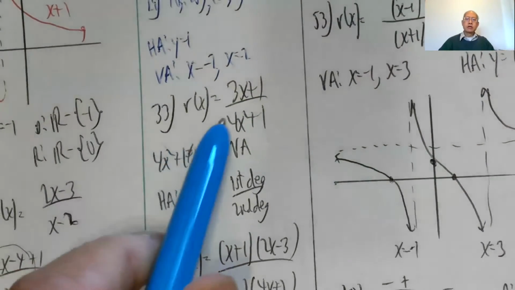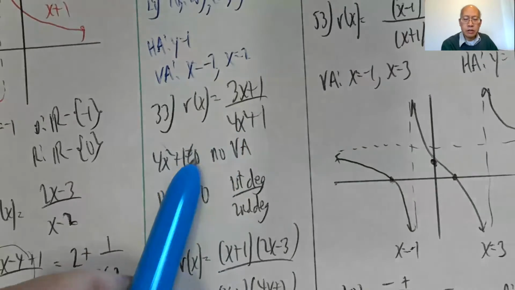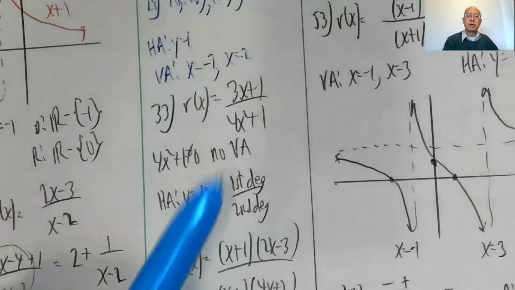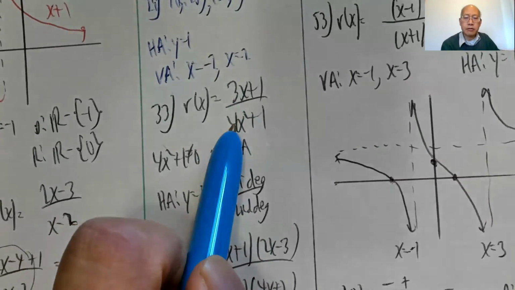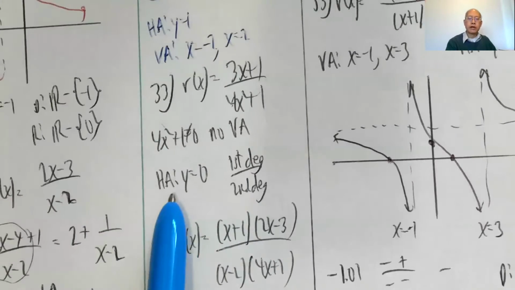Okay, 33. R of x is 3x plus 1 over 4x squared plus 1. The denominator can never be 0, so there's no vertical asymptote. Horizontal asymptote, this is first degree divided by second degree. The second degree is going to win in the long run, so in the long run, the ratio is 0. So y equals 0 is a horizontal asymptote.